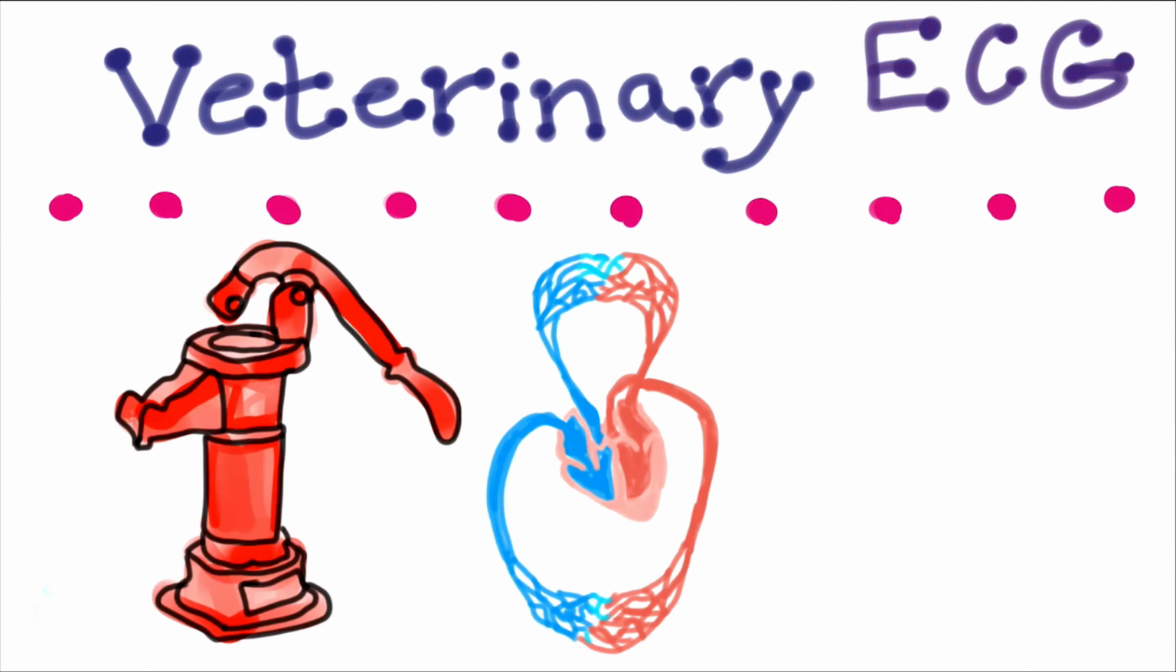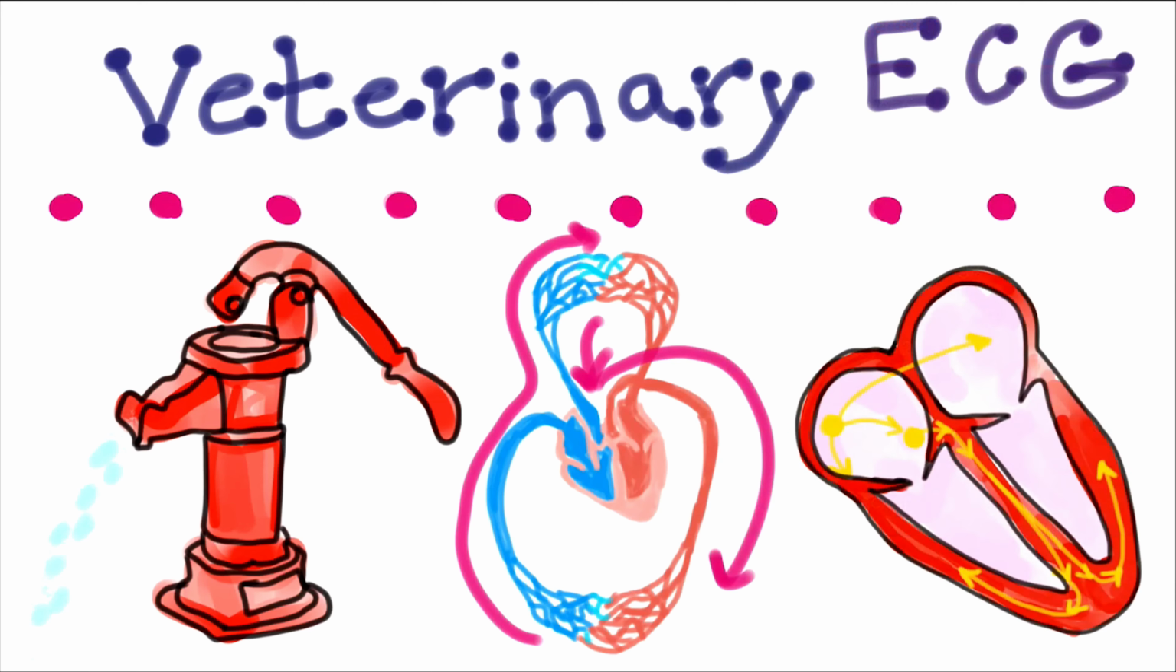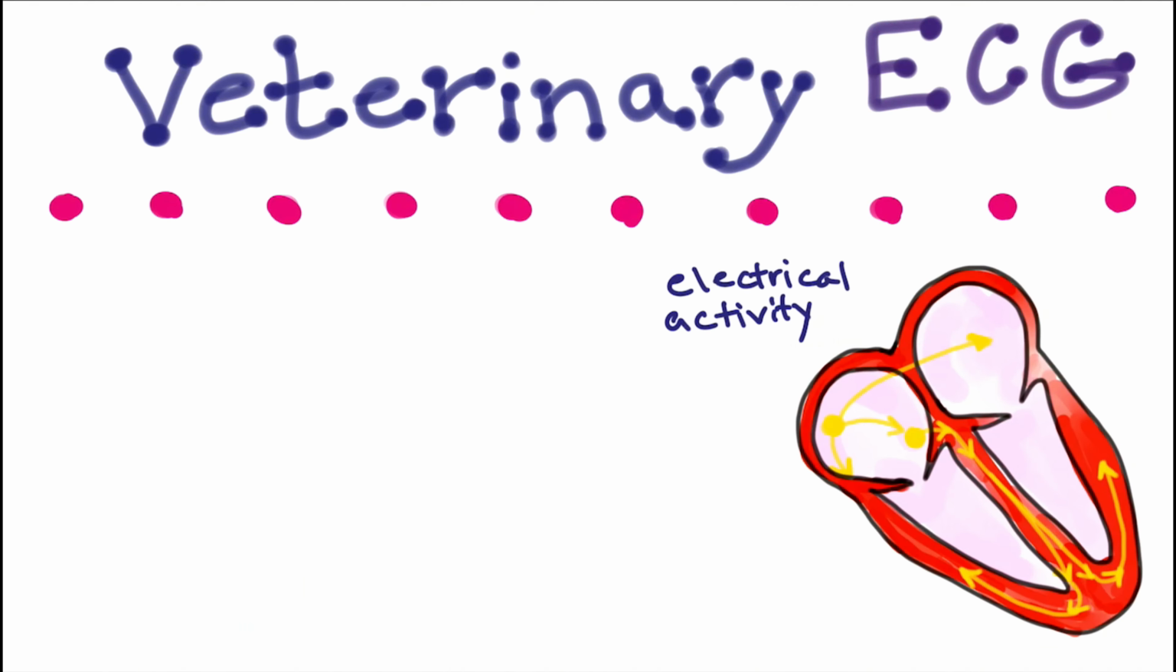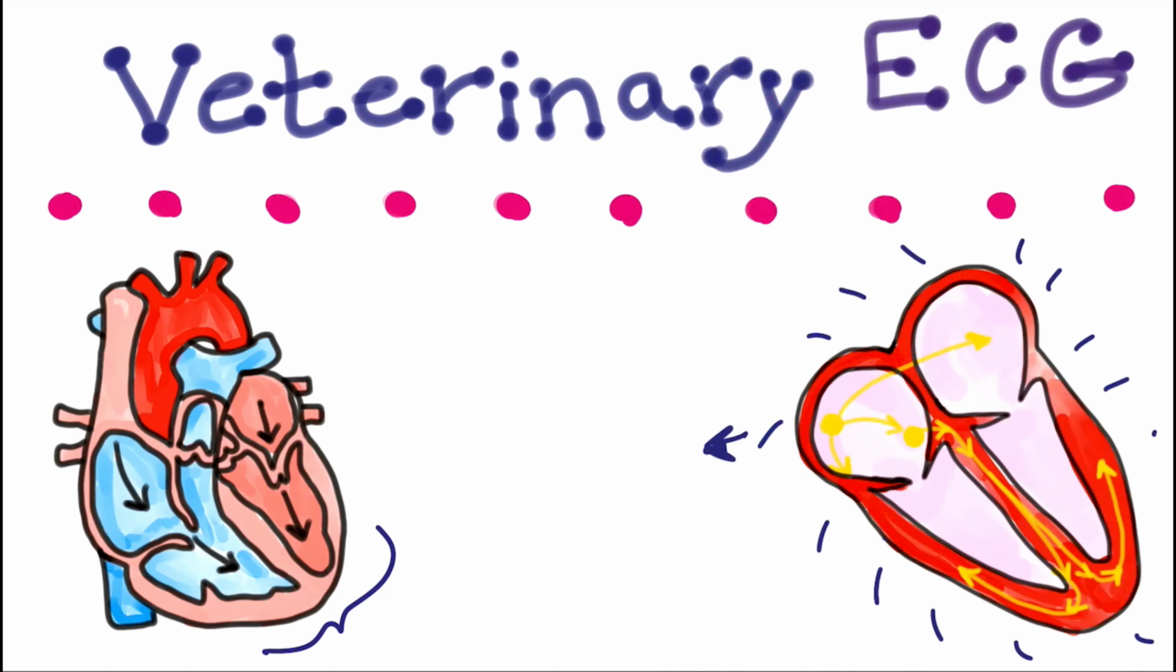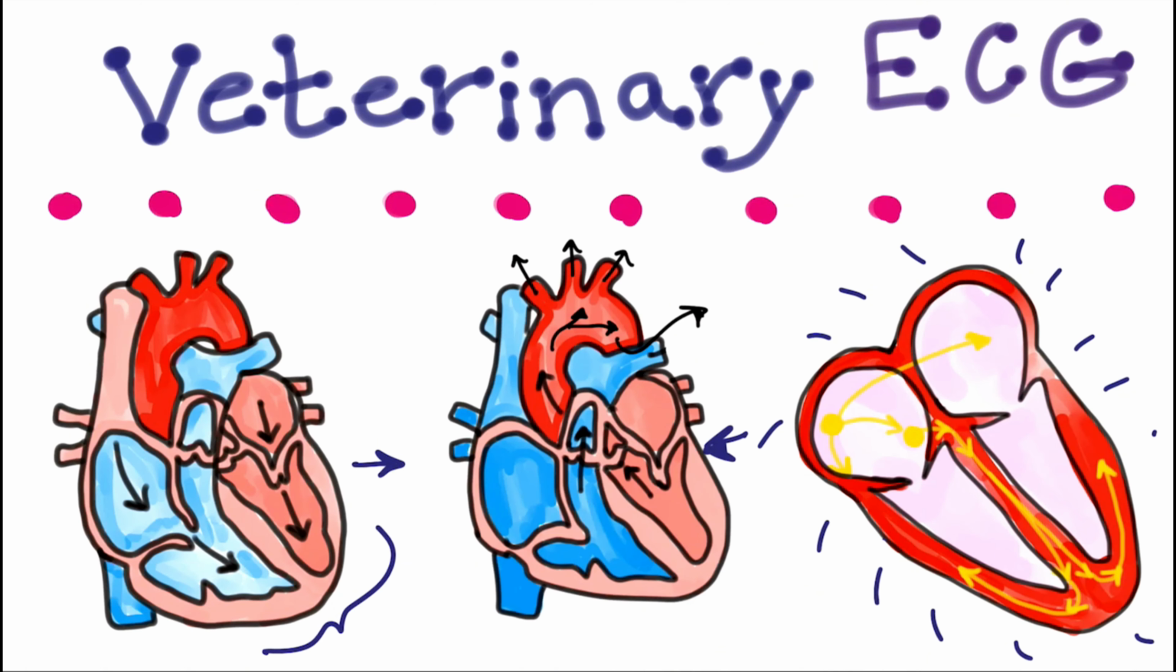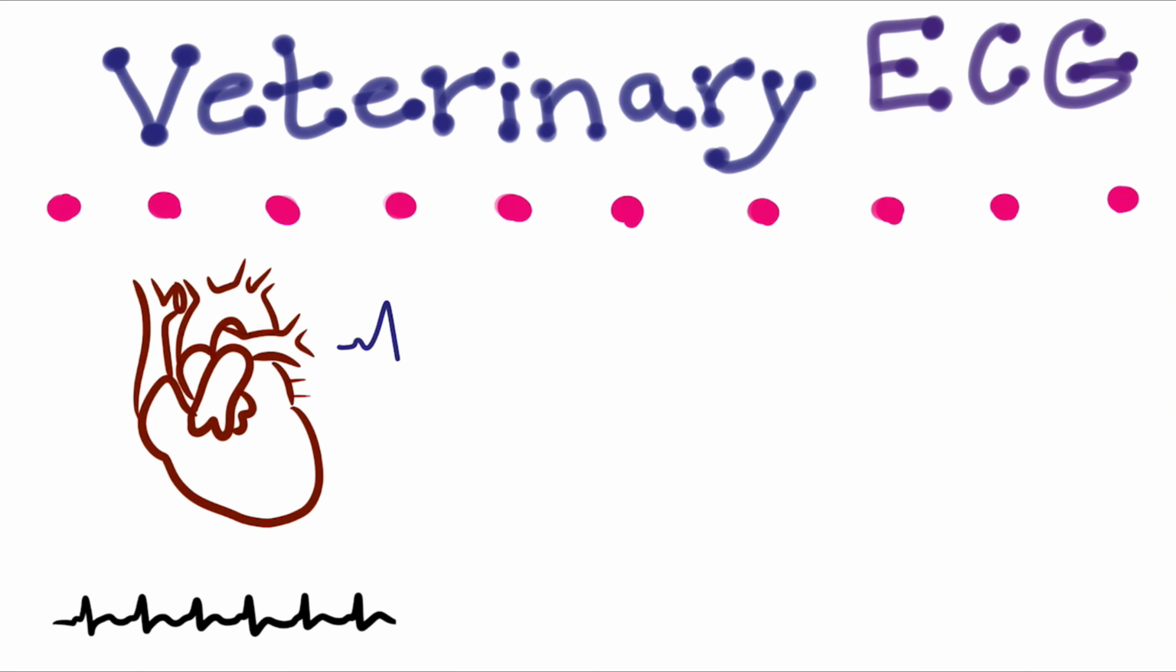The function of the heart is to act as a pump to circulate blood through the body. How the heart can spontaneously contract is because of electrical activity in the heart. This electrical activity causes first the top chambers, the atria, to push blood to the lower chambers. Then the lower chambers, the ventricles, squeeze to push the blood to the rest of the body. An ECG is a moving graph of the electrical activity of the heart.